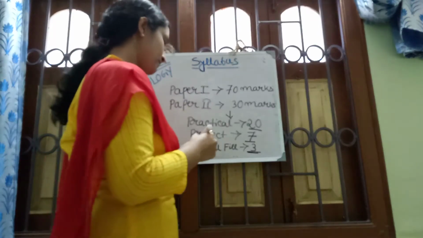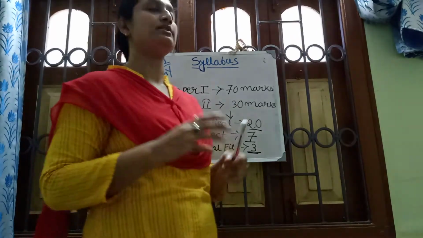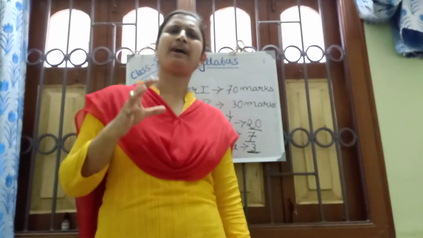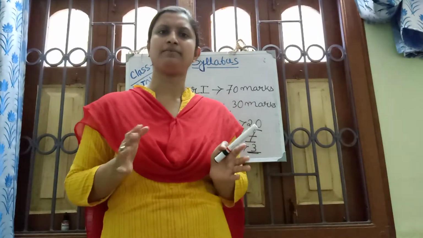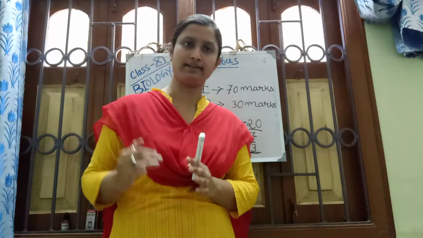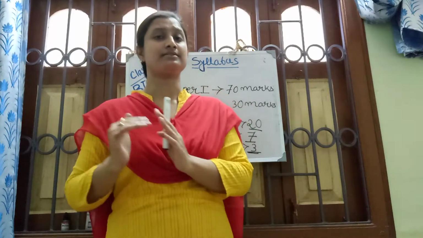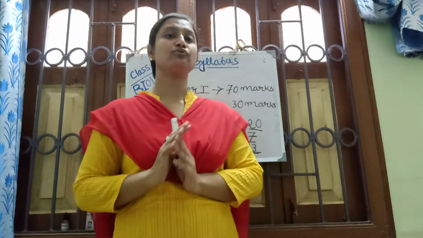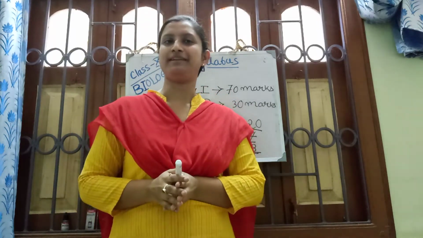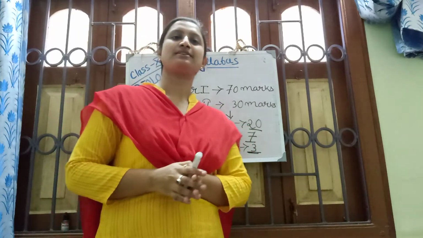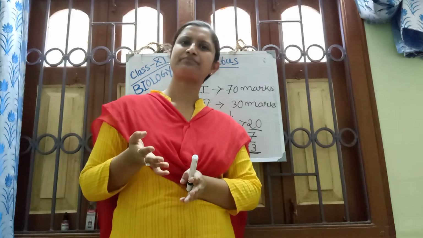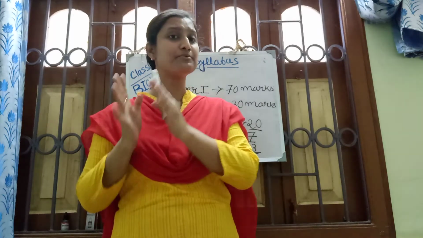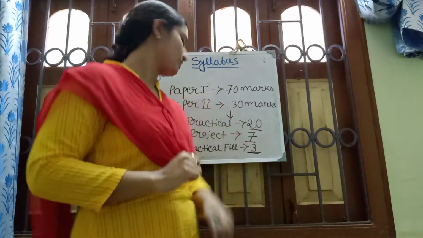The theory paper has many units, 4 or 5 units, and in the units, so many chapters. It is a very vast syllabus, totally different from Class 10 to Class 11. Totally different, so you have to study properly. And today in the first class, I will discuss one simple thing very shortly: the plant tissue, types of plant tissue.